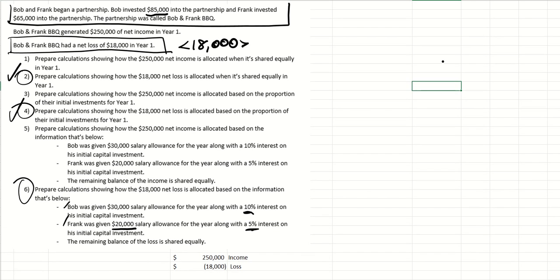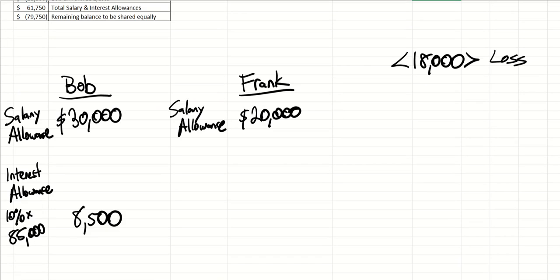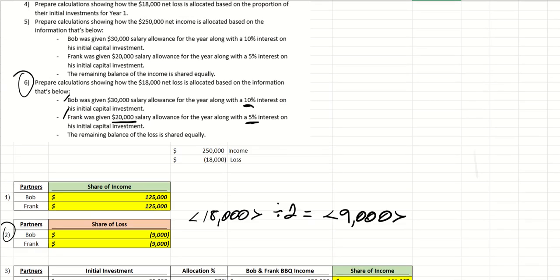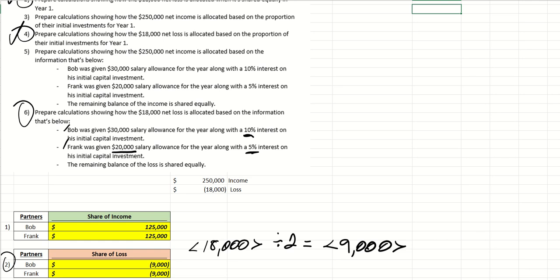So what was Frank's initial capital investment? It was $65,000. So interest allowance. And we're going to take 5% of 65,000. Let's see. So 5% of 65,000. I think that is 3250. There we go. 3250. So we scroll back up here and okay, so the first 2 bullet points are correct.